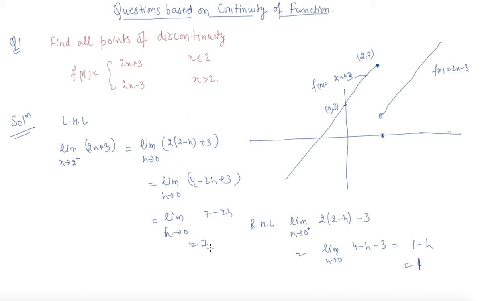As you can see, students, the left hand limit is 7 and the right hand limit is 1. The limits are not equal, so we can clearly say that the function f(x) at x equal to 2 is discontinuous. We were able to see this from the graph also, and from the limits we have clearly shown that. Now let us move to another question.